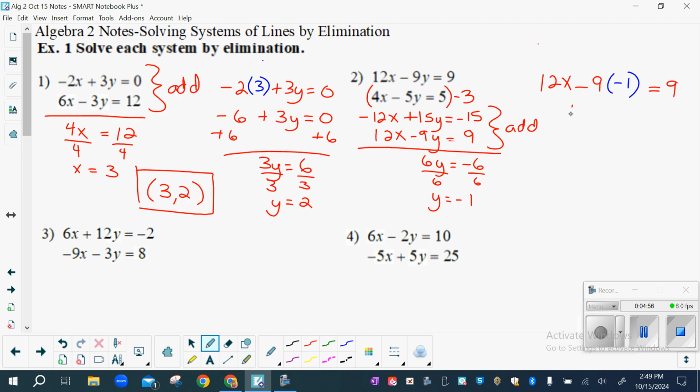So we get 12x minus 9, plus 9, excuse me, equals 9. And then what's my next step? Subtract 9. And we get 12x is 0. So what next? Divide each side by 12. What is 0 divided by 12? 0. Frequently, students will say there's no solution there. 0 is a possible solution. So my solution there is (0, -1).